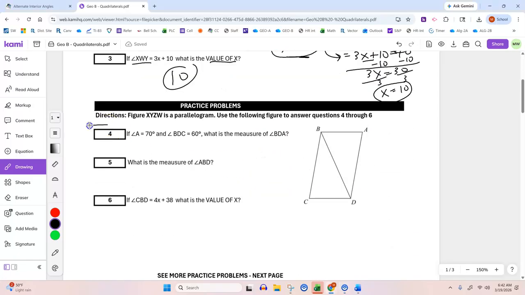So questions 4 through 6 are going to be the same. They're practice. I will let you go ahead and try to do these yourself and then come back for the video, and then I will show you how I got the answers if you want to check your answers.